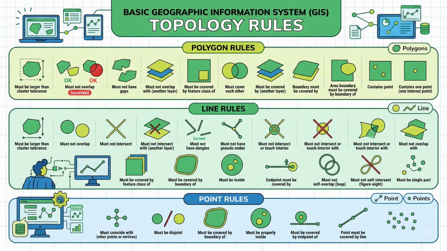Topological rules are what make spatial analysis mathematically possible. Setting rules in a geodatabase that state, say, road segments must not overlap or parcel polygons must not have gaps forces the software to maintain logical consistency. So the data has to follow the rules of its own universe.